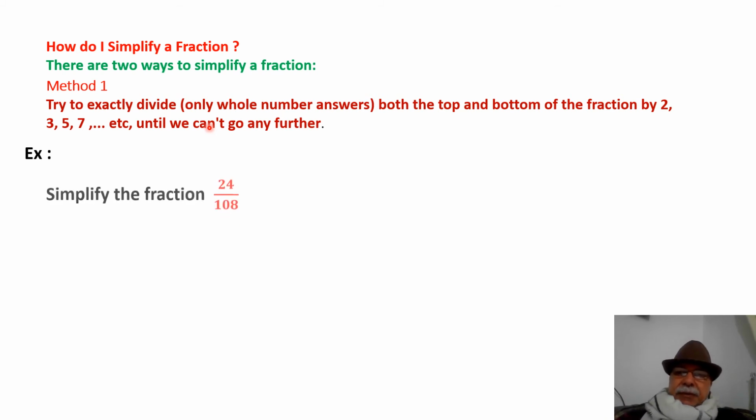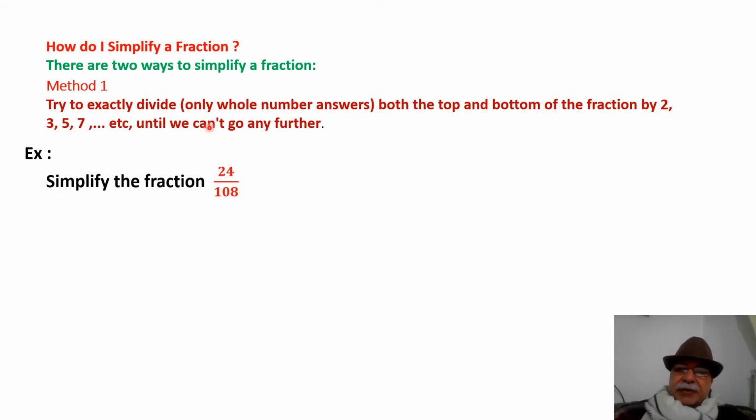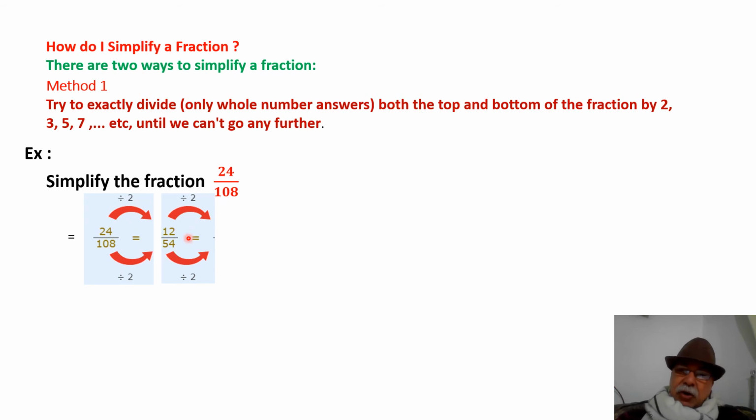Example. Simplify the fraction 24 over 108. You see, I divided this 24 by 2 and divided this 108 by 2. After I divide both numerator and denominator by 2, I will get 12 over 54.